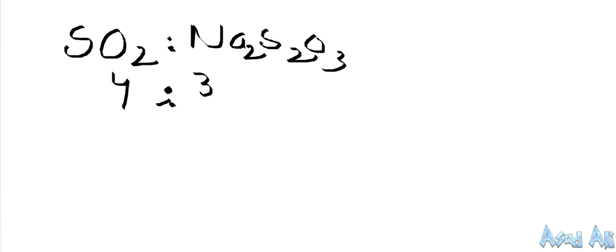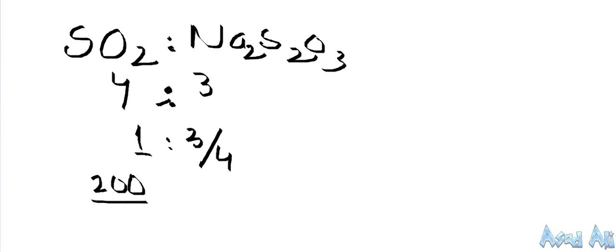So 1 mole of SO2 will produce 3/4 moles of thiosulfate. Now we'll divide by 200 grams.